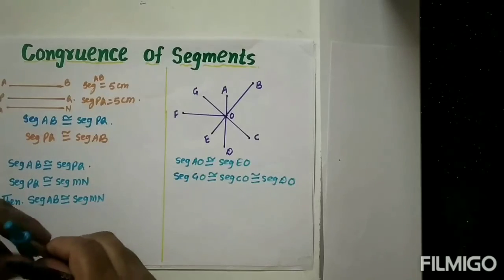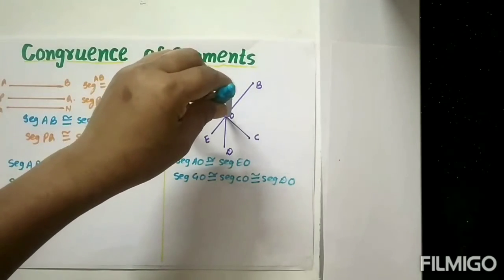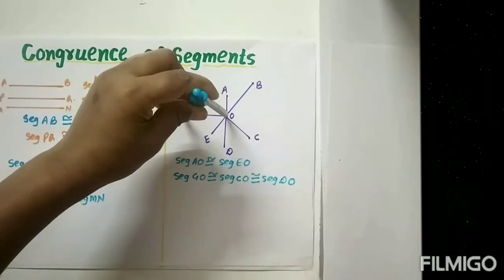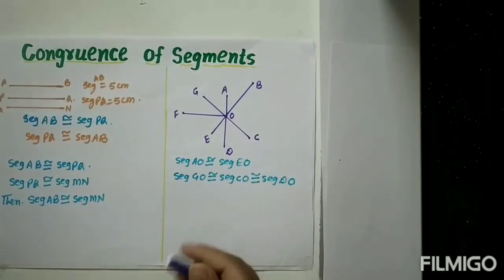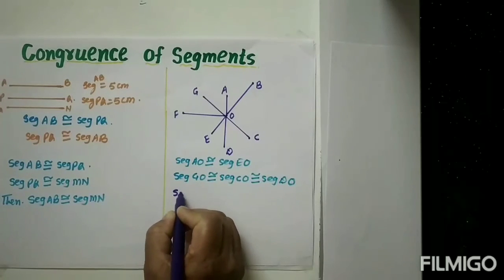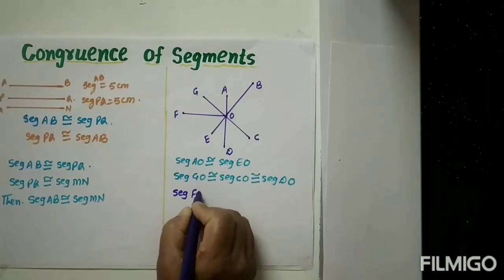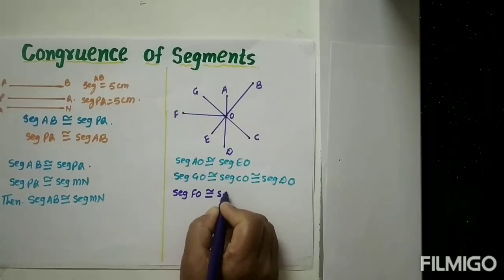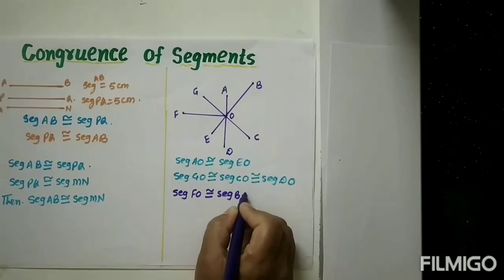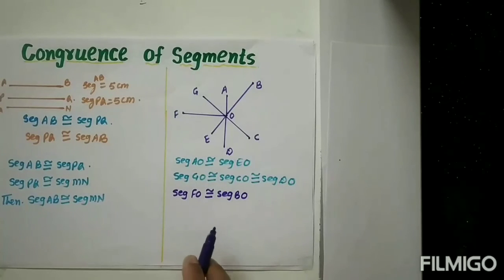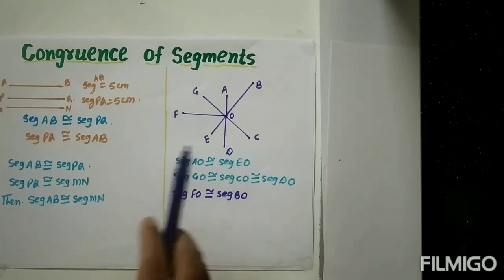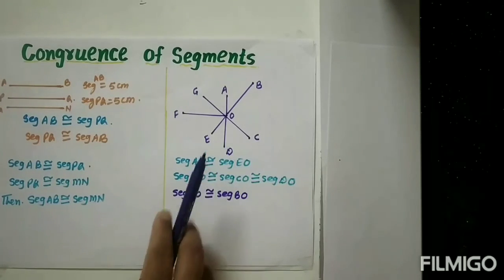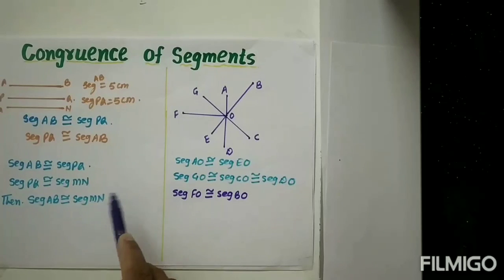Now another same thing we'll do. FO is congruent to BO. Means here segment FO is congruent to segment BO. Okay, means here we can say that if given line segments are equal in length, they are congruent to each other. Okay, thank you.